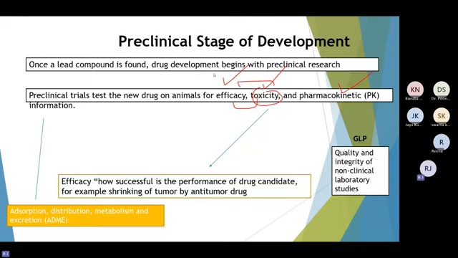Okay. And toxicity, you all understand, right? Toxicity means whether it's having any negative effect on the cells, organelles, or any pathophysiology of the body. And pharmacokinetics means four properties: absorption, distribution, metabolism, excretion. Okay.